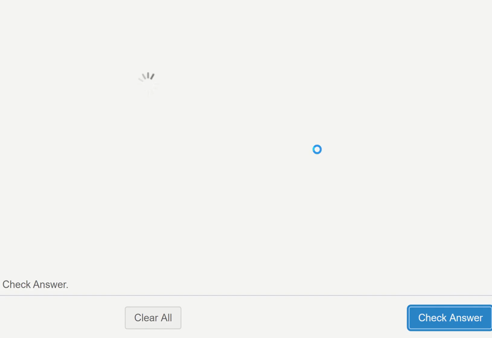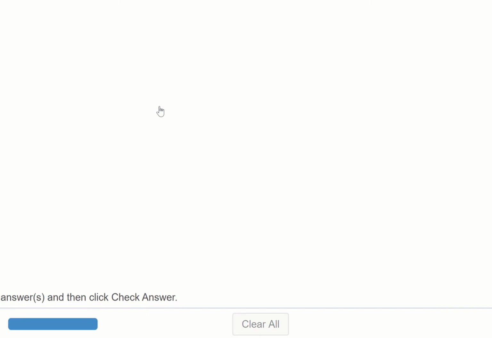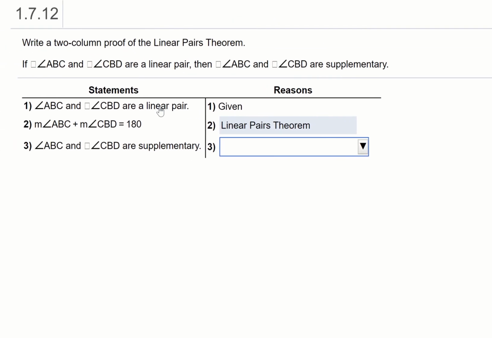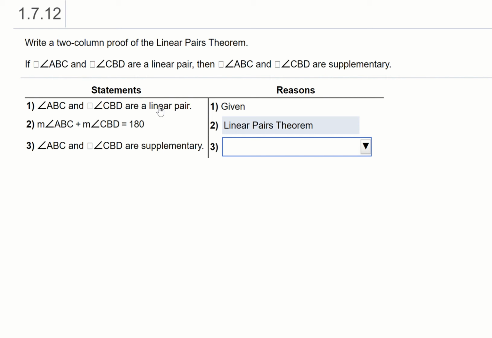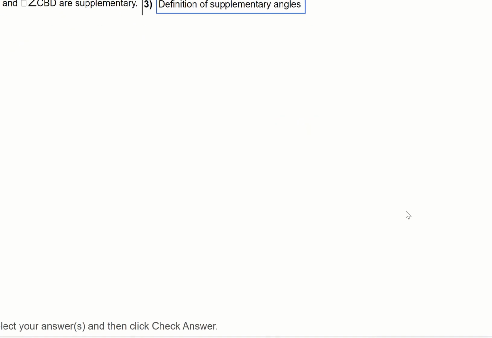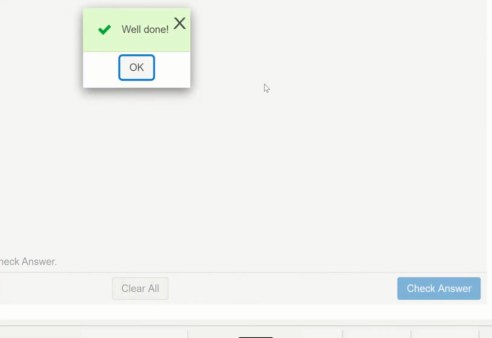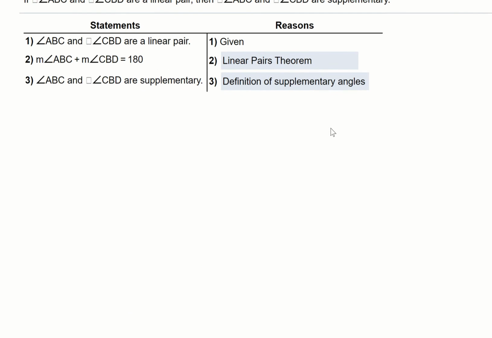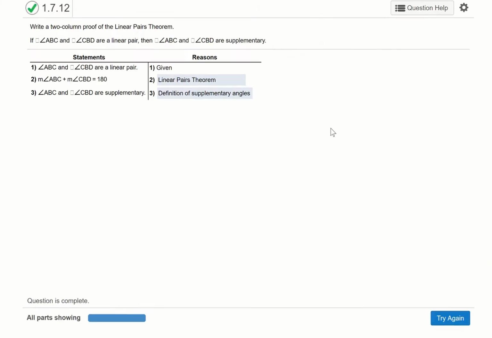So let's go ahead and check that. And because we know that they add up to 180 degrees, well, then they have to be supplementary because that's the definition of supplementary angles, that they add up to 180 degrees. So this is a really easy proof. There's only 3 steps here, okay? All right, that's it for that question. So let's move on to the next question here.